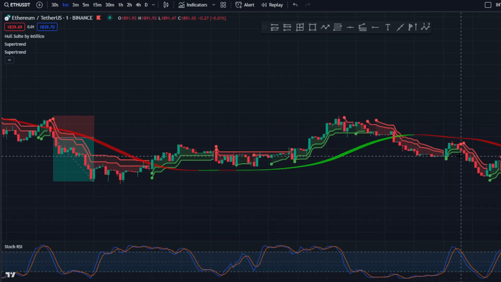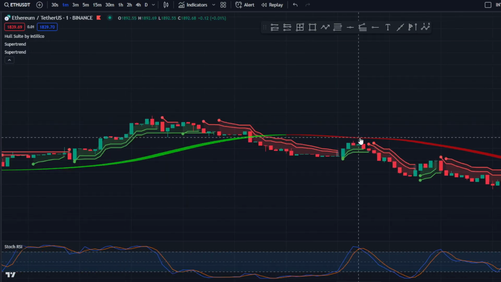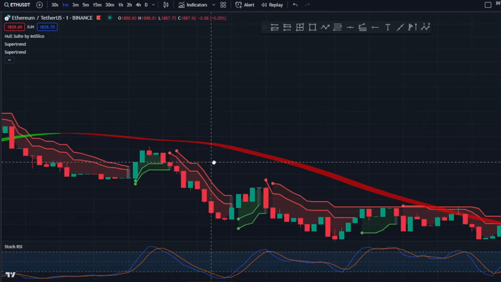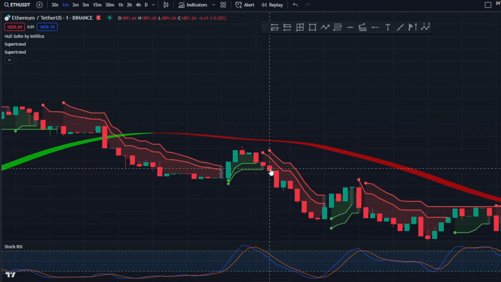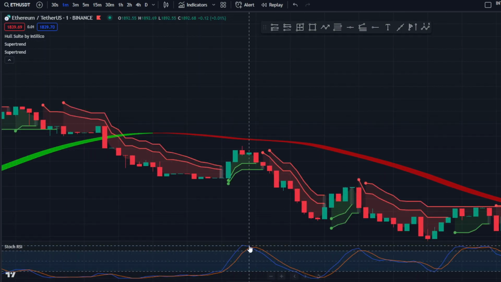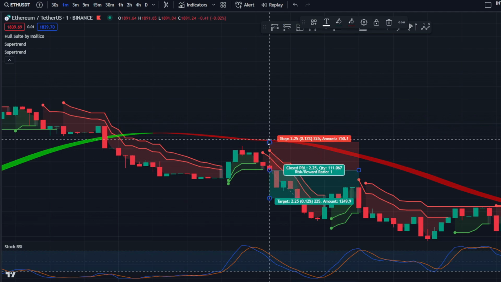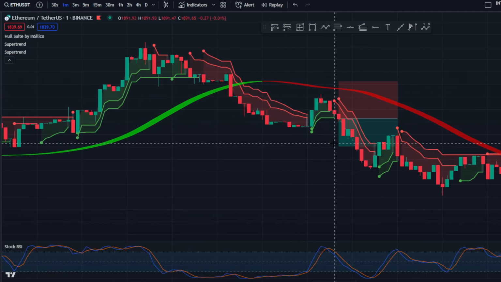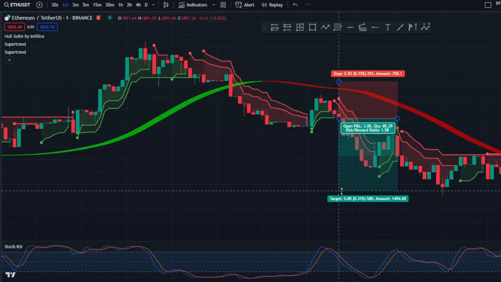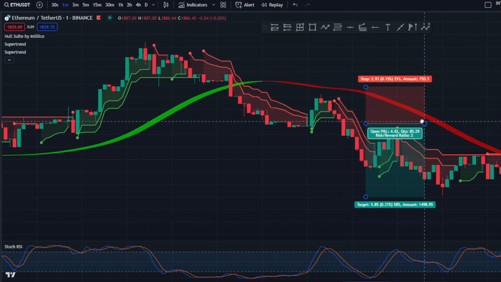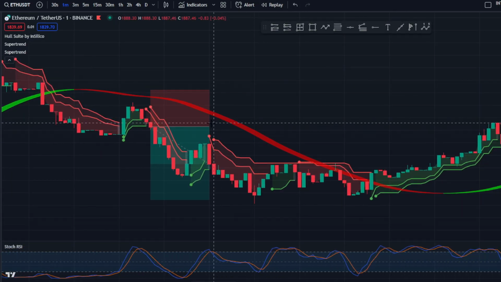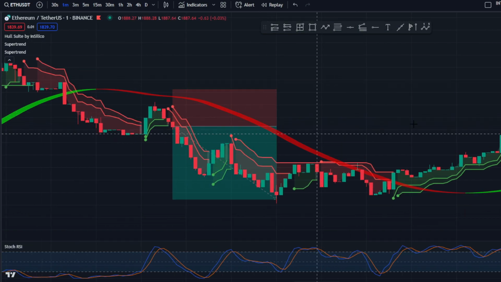Again, we are looking for another entry. You can see here we have price below the house sweep, below the two super trend lines right here, coming down from a crossover at the above 80 range. So that is another valid position. Stop loss right above, and a 2:1. Another winning position.